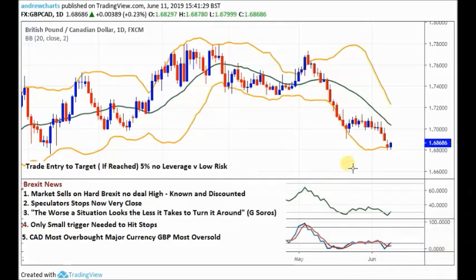Right, charts now, and we're going to look at GBP CAD first. GBP CAD daily chart, and in terms of GBP, it's had a big fall. Now, I'm looking for most of that fall to be retraced, and you can see I've written it here. Trade entry, I'll give you that in a moment. The target, if reached, is 5% with no leverage, and the risk is very low. You'll see that from the technicals in a moment. Now, in terms of 5%, there's just no leverage. If you've got, yes, 2 to 1, that's 10%. You don't need many trades like this to really boost the equity in your account.